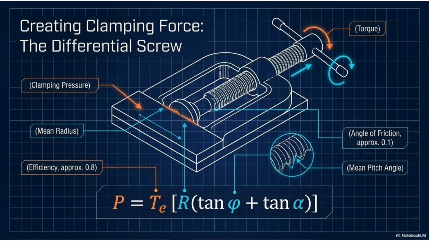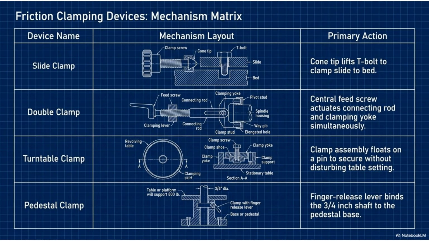By leveraging pitch and friction angles, this device efficiently converts applied torque into high pressure for securing components. This matrix illustrates various friction clamping devices, from slide clamps to pedestal clamps. Each design uses specific mechanical layouts to achieve reliable locking actions in different industrial applications.